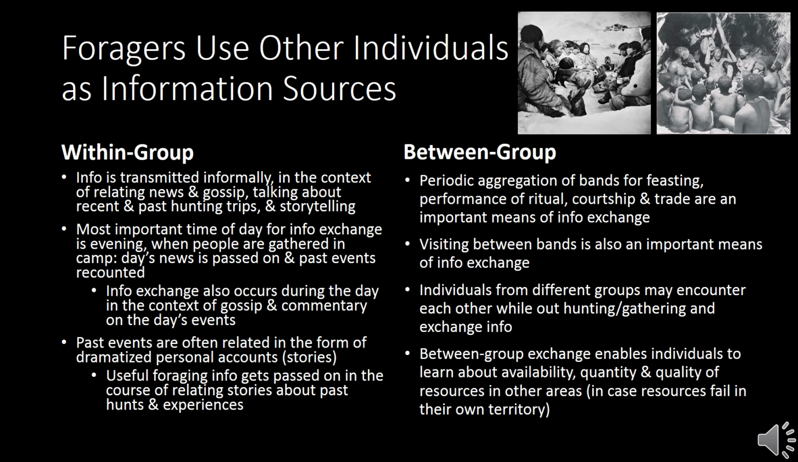Hunter-gatherers constantly use other individuals to acquire foraging information. Information is exchanged both within groups and between groups. Within groups, information is transmitted informally, in the context of relating news and gossip, talking about recent and past hunting trips, and storytelling. For example, men will tell women about plant resources they've seen while hunting, and women will tell men about tracks and animal sign they've seen while gathering.